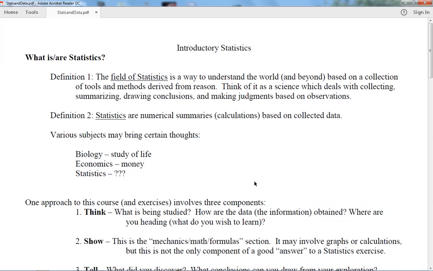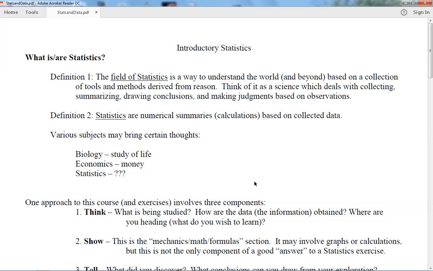Various subjects may bring certain thoughts into mind. What do you think of when you hear biology? Typically, biology brings thoughts of studying life. So biology is study of life. What do you think of when you hear economics? I think of the term money. So economics is money. How about the word statistics? If I had to use only one word, I might choose variability.